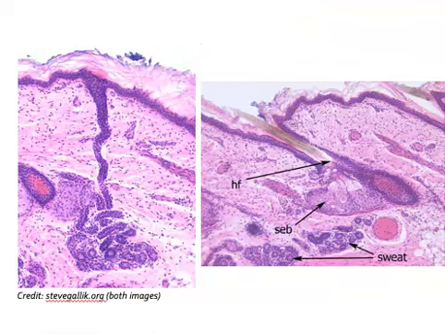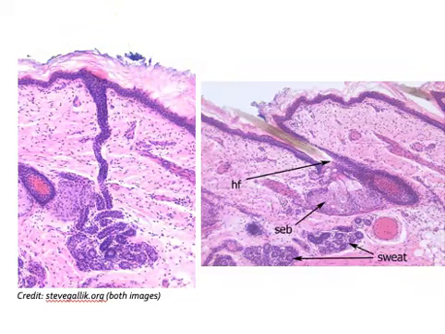Let's look at some images under the light microscope. In this image, you can see this strange looking sort of coiled structure. This is an eccrine sweat gland. If you follow the dark purple duct upwards through the dermis and into the epidermis, it's going to release sweat out to the surface of the skin.